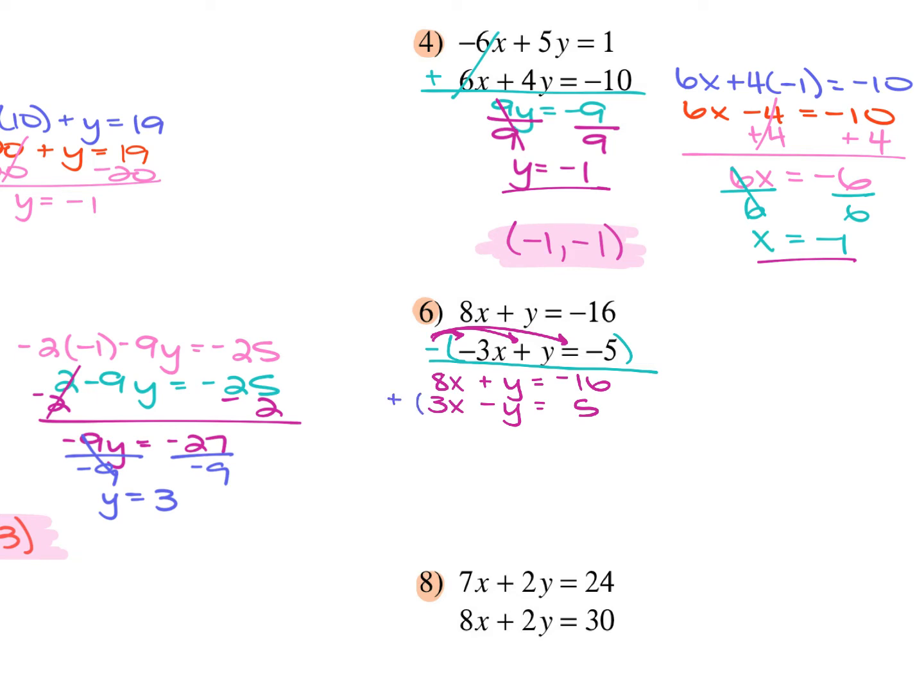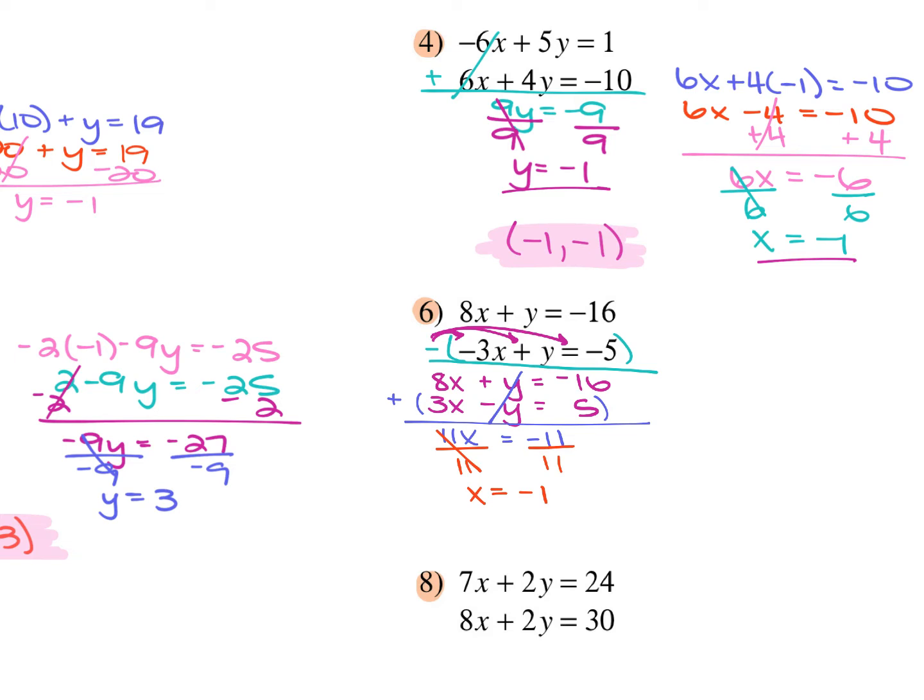From here, if we were to add these, the 8x plus 3x is 11x. Your y minus y cancels, and negative 16 plus 5 is negative 11. So divide each side by the 11 to get x by itself, and you have that x is equal to negative 1.